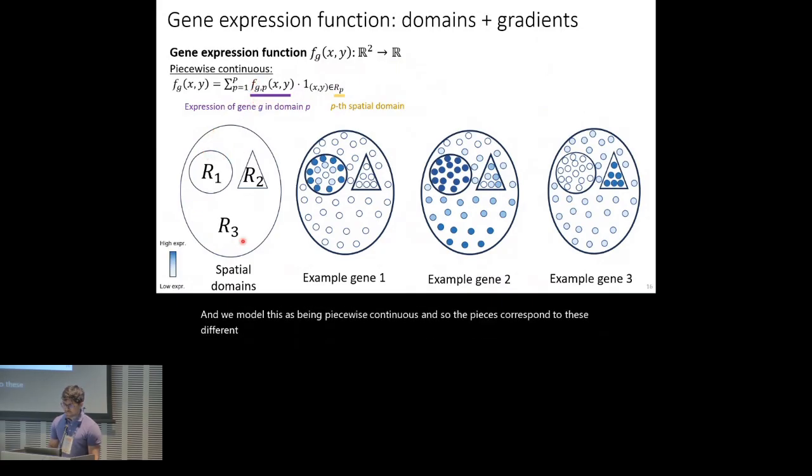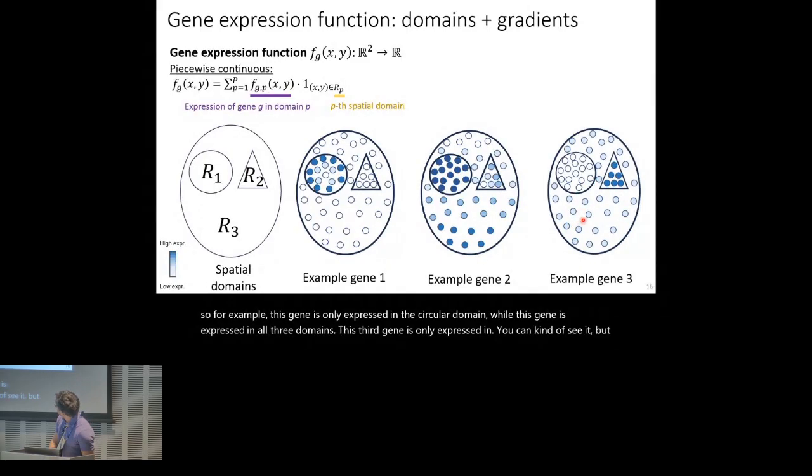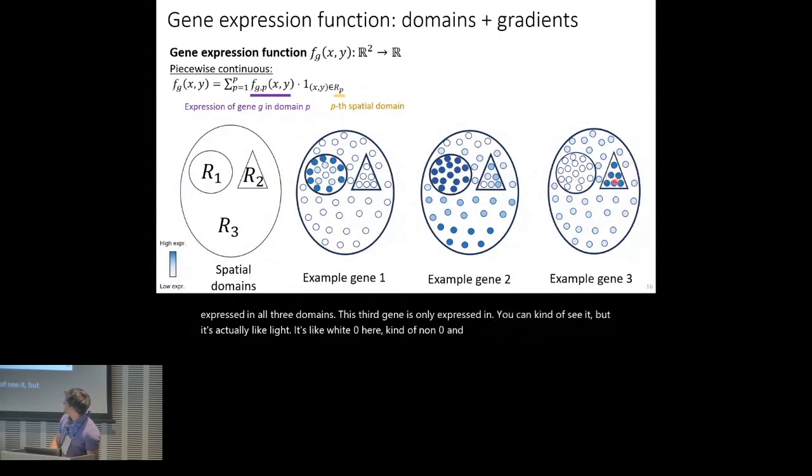So for example, if you have this circular tissue here, there are three domains. There's this little circle, there's a triangle, and then there's everything else. And we assume expression is continuous inside each of these domains. For example, this gene is only expressed in the circular domain, while this gene is expressed in all three domains. This third gene, you can see it, but it's actually light. It's white, zero here, non-zero in the middle, and then highly expressed in this triangle domain.